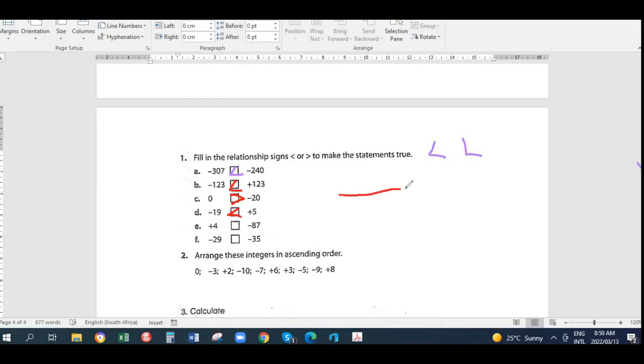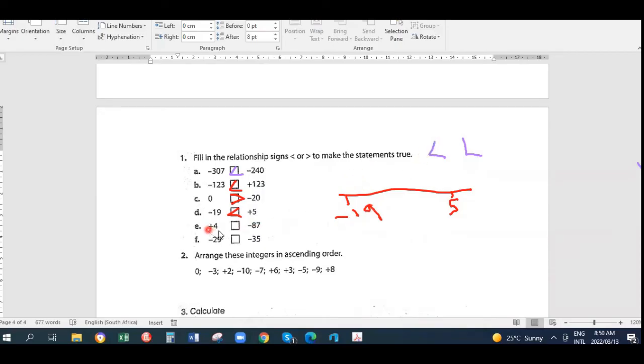Also think about your number line. On your number line, we have 5 here, and obviously minus 19 is here. And any number on the left-hand side of the number line is lower than numbers on the right-hand side. So always remember, in your number line, the negative numbers go further down. They're lower than the ones that are on your right. So the numbers on your left are lower than the numbers on your right. So as long as the number is on your left, it's a less than sign.